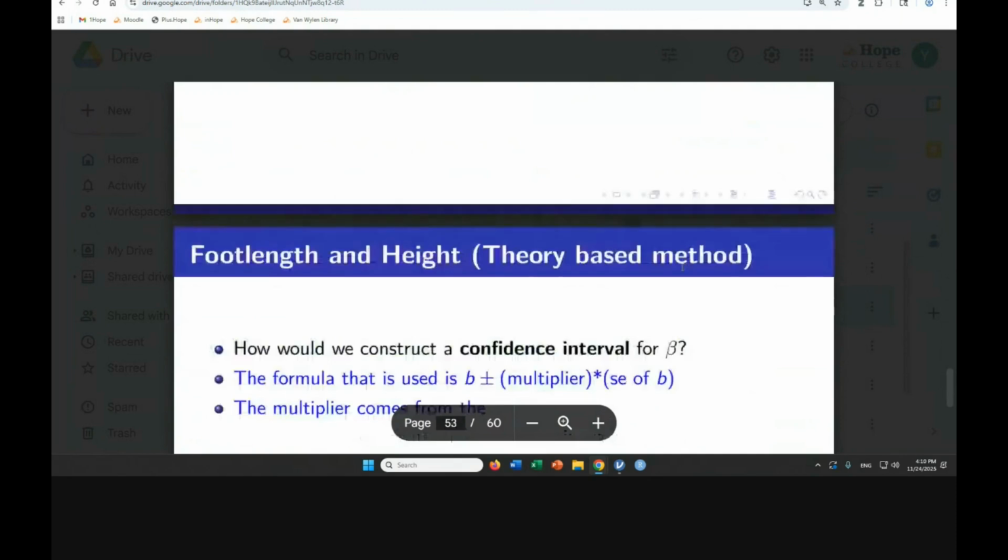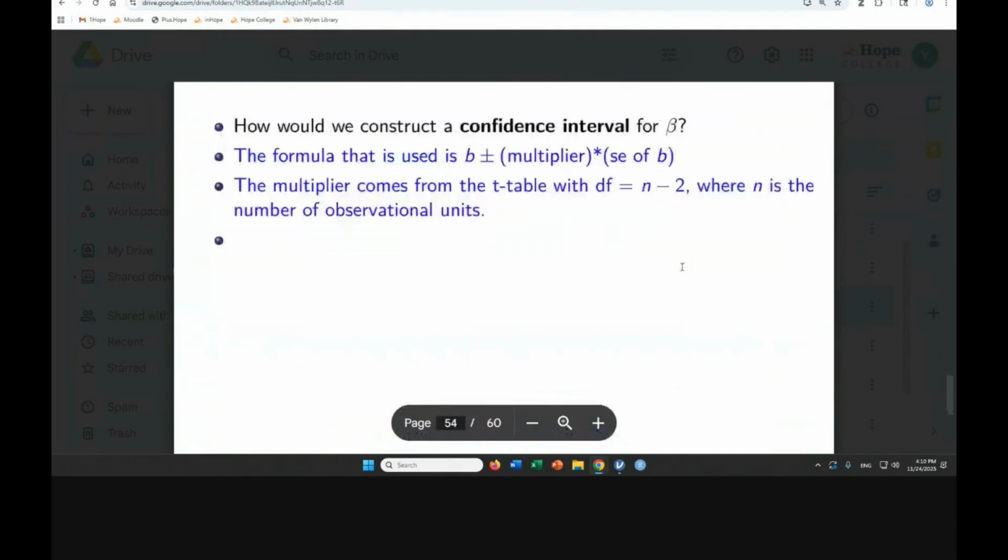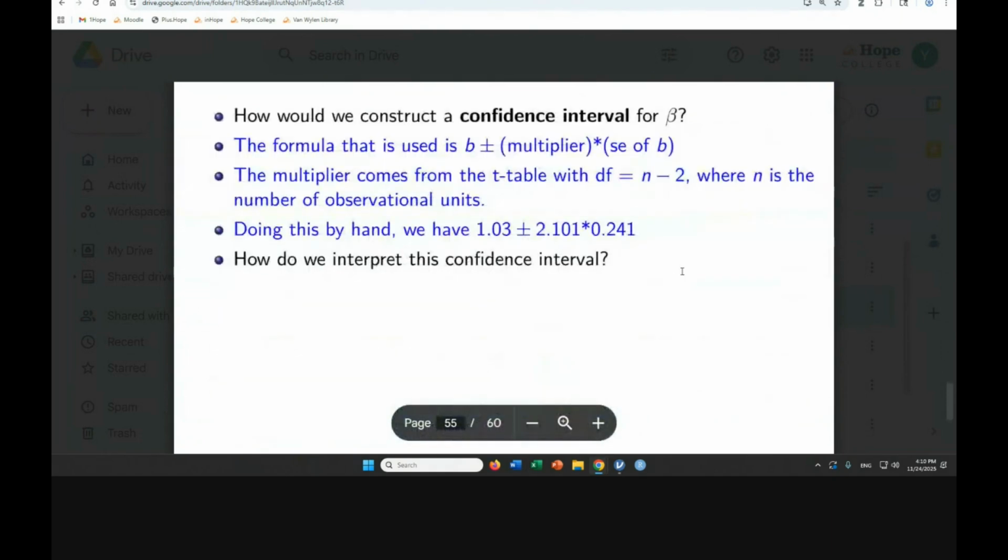All this that I've said is all here. So all is reviewed, and therefore here's the work for that: 1.03 plus minus 2.101 times 0.241. Now, I'm going to trust in the maturity of this class. I will not go to the t table to show you this. Is that okay? How many people were in this data set? I believe it's 20. So what's 20 minus 2? 18. So go to the 18 row, go find the multiplier.